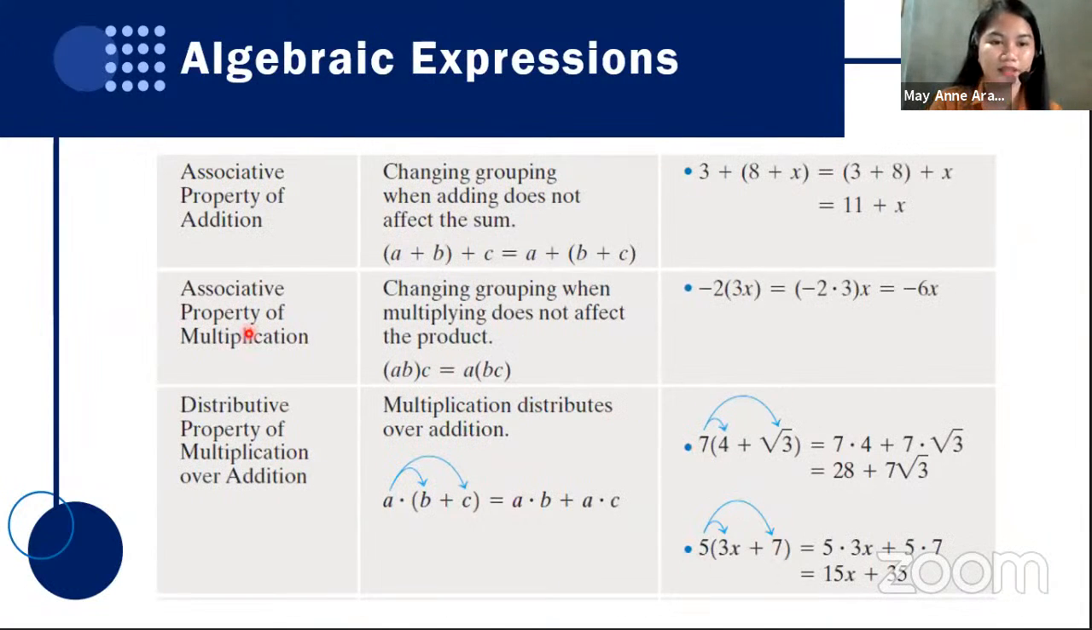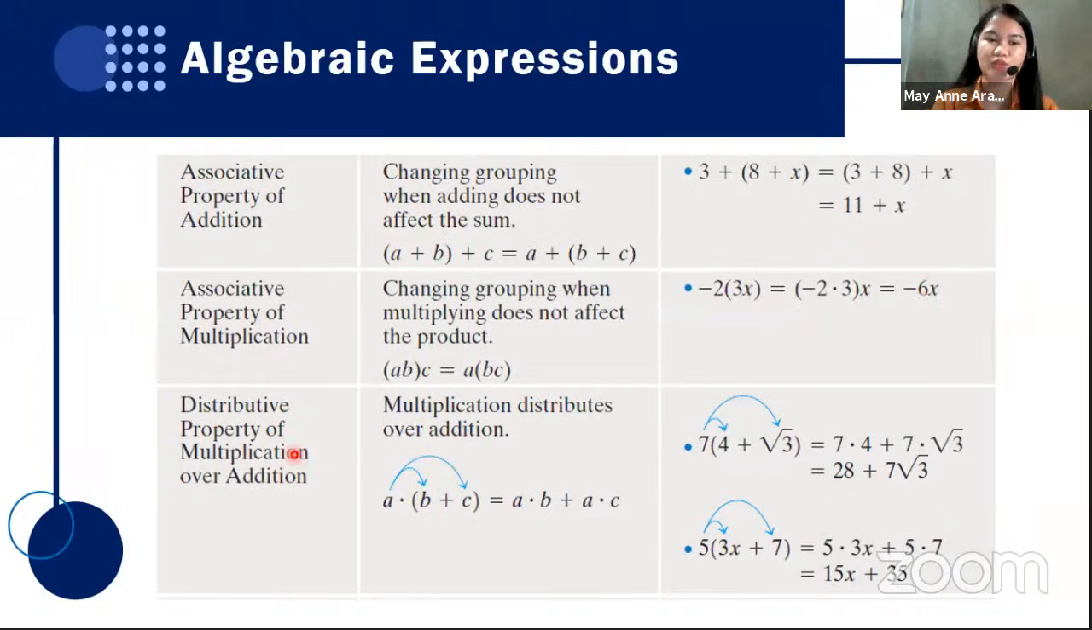Now for multiplication. Changing grouping when multiplying does not affect the product. So negative 3x is still the same as negative 2 times 3, then times x. Here, the 3x is grouped, and here we group negative 2 and 3. If we multiply this, we'll still arrive at negative 6x.